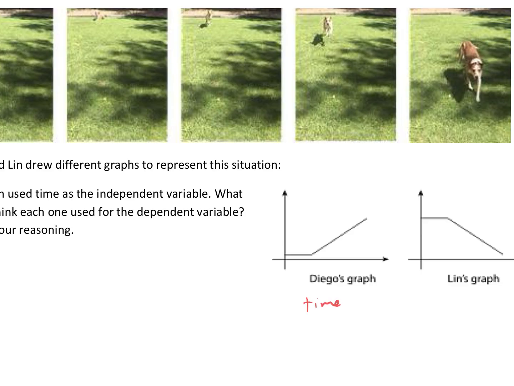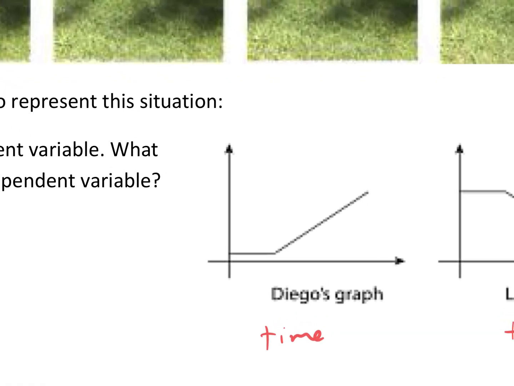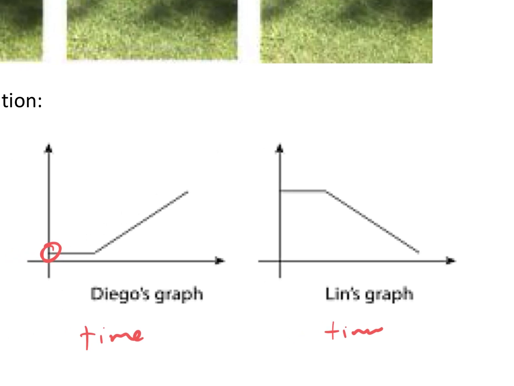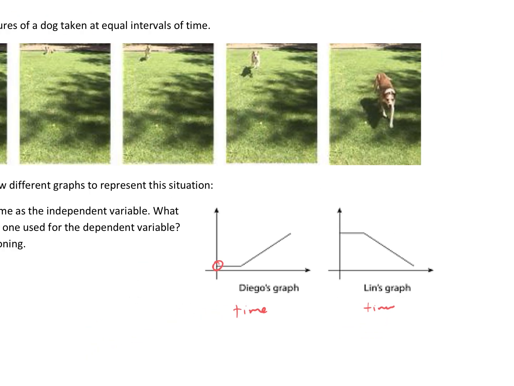goes on the x-axis. Now, when I look closer at Diego's graph, I noticed that the starting point of the dog, which is going to be the y-intercept, starts a little bit closer to that origin 0, 0. So that means whatever my y-axis is, it's going to have to be something that's closer to 0, whereas Lynn's graph is kind of the reverse of Diego's graph. For Lynn's graph, it actually starts farther away from you and then gets closer as time goes forward.